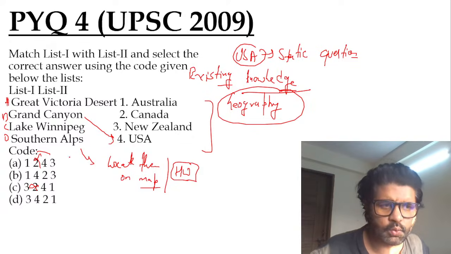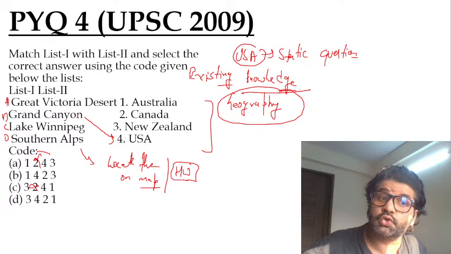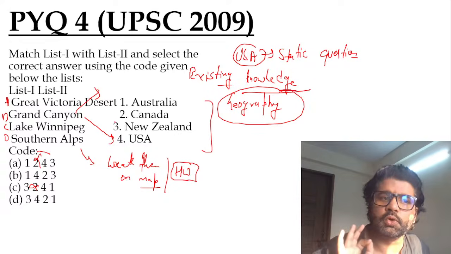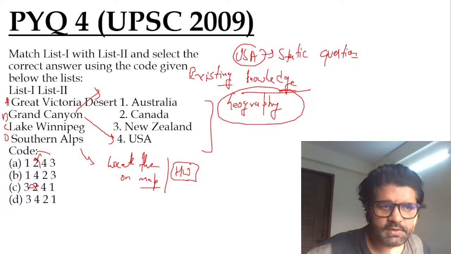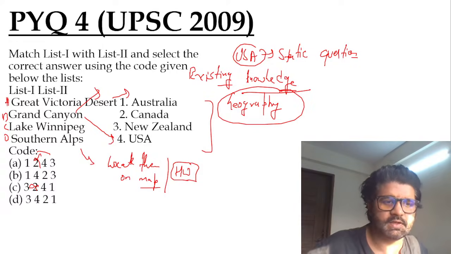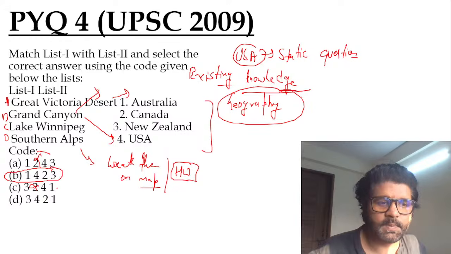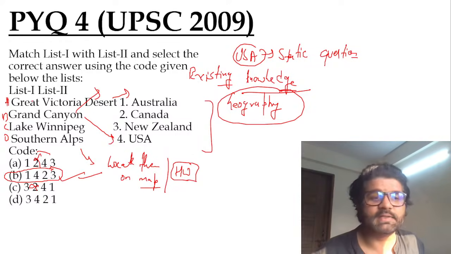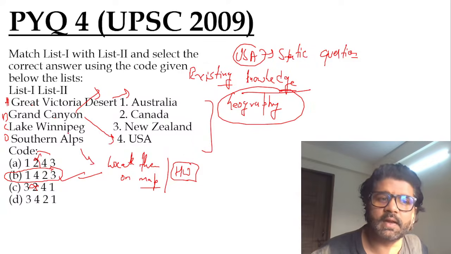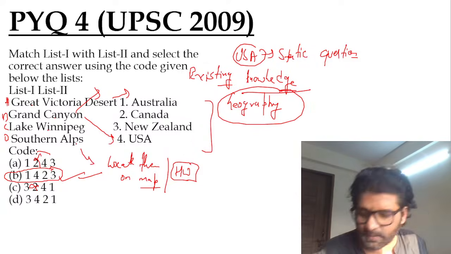Grand Canyon is in US. So this you should know. This has to be known to you. If it is not known, then this is so wrong. Great Victoria Desert is in Australia. So A1. So the answer is 1, 4, 2, 3. B is the answer. Now revise, locate all of them on the map, guys. This is important. Great Victoria Desert, Grand Canyon, Lake Winnipeg, Southern Alps.